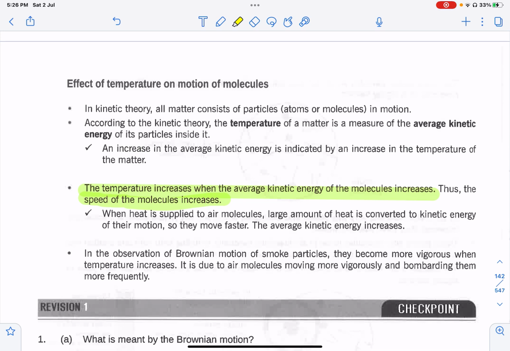When heat is supplied to the air molecules, this heat is converted to kinetic energy for their movement. They move faster, hence the average kinetic energy will increase. So in the observation of the Brownian motion of the smoke particles, we can see that they are moving a lot faster when you increase the temperature of the environment. This is because not just the smoke particles, but also the air particles are moving faster, and this promotes frequent collision, leading to bombardment and more frequent movement of the smoke particles.